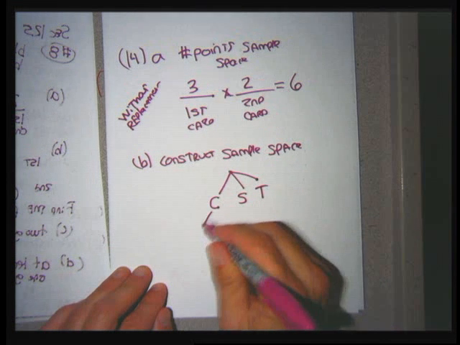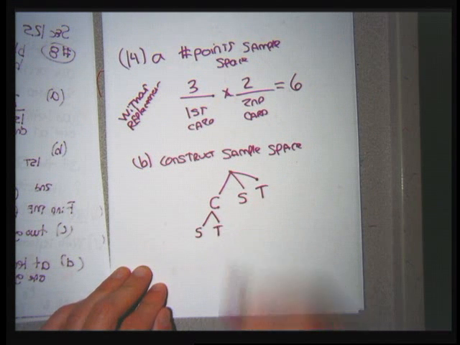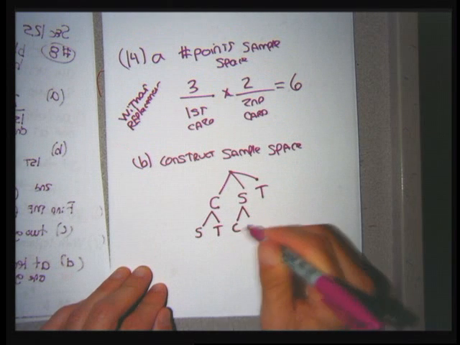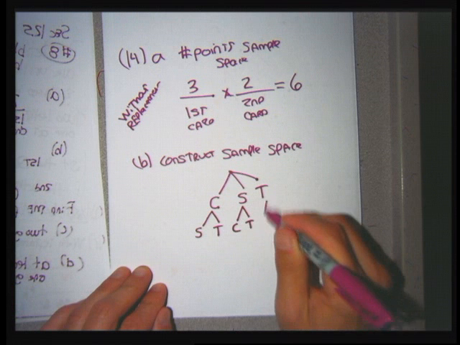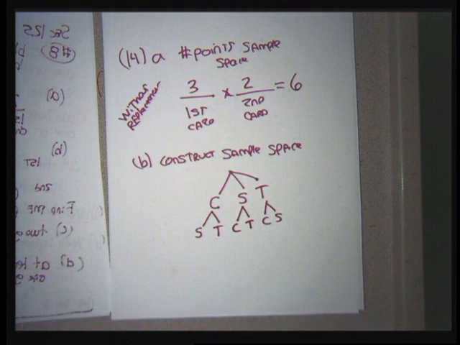For my second, if I pick the circle, I can't get the circle again. I can only get the square or the triangle. If I pick the square, I could only get the circle or the triangle. If I pick the triangle, I could only get the circle or the square. Notice I got lazy. I didn't say first card, second card. Those are just kind of implied.